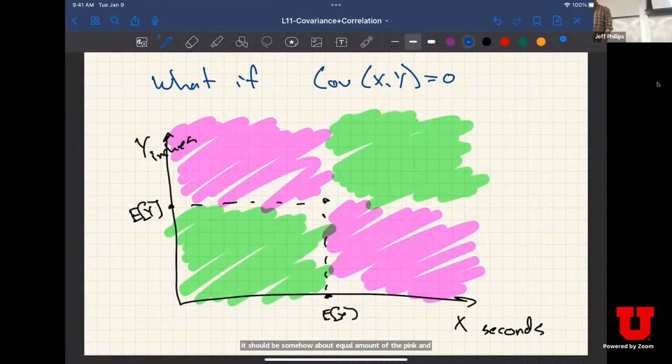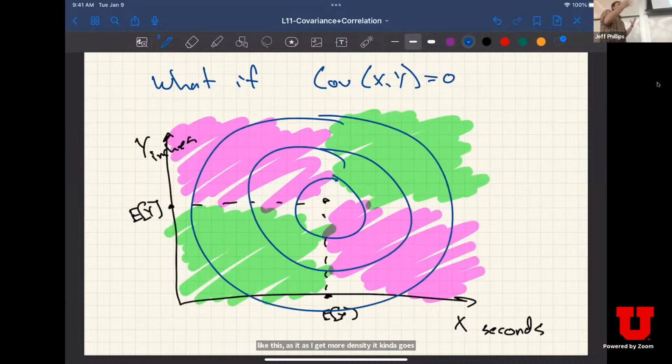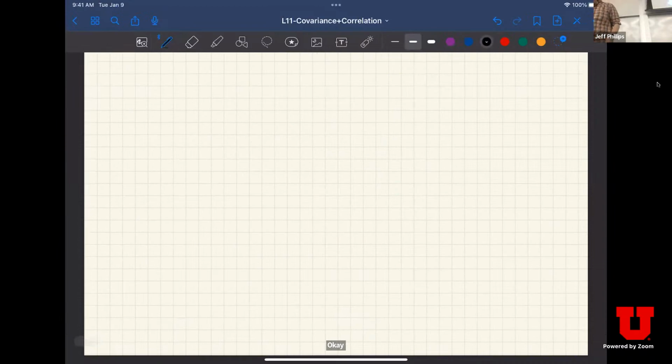So that should be something probably like this. As I get more density, it goes out somewhat evenly. This should be the picture you have in your mind. It's not slanted going up or slanted going down. It's kind of even. Okay.